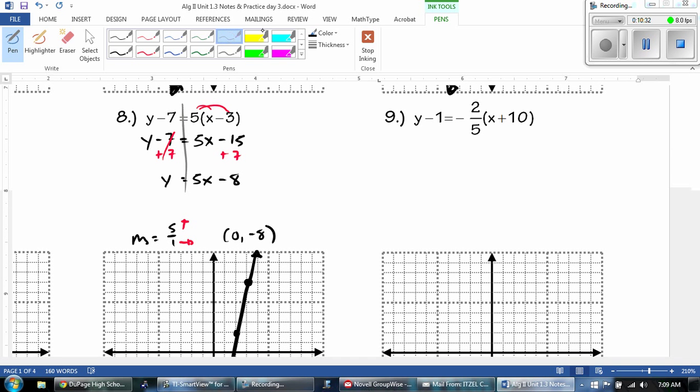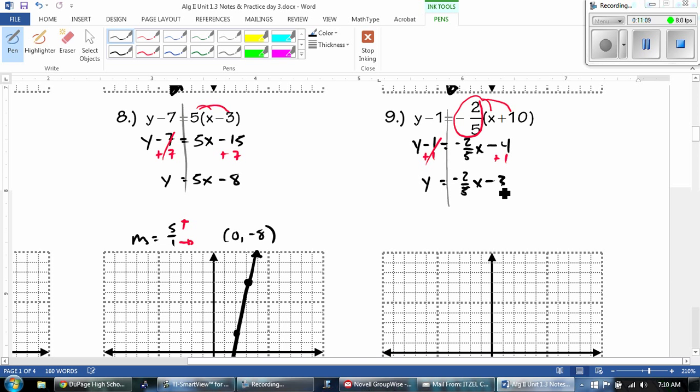Ooh, this is the first time we're distributing a fraction. Okay, so negative 2/5 x. So we're going to have y minus 1 equals negative 2/5 x. That first distribution is easy. And then 2 times 10 is 20. 20 divided by 5 is 4, and it's going to be a negative 4. To get the y by itself, we have to add 1 to both sides. And then we get that y equals negative 2/5 x minus 3.